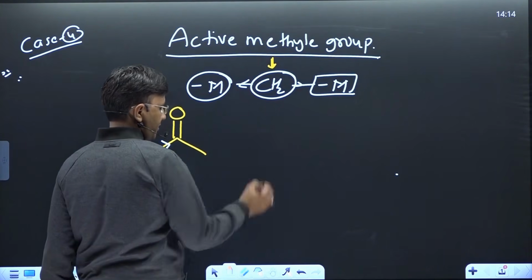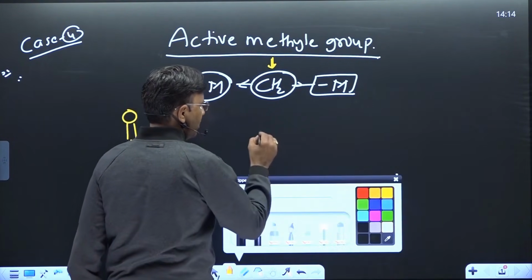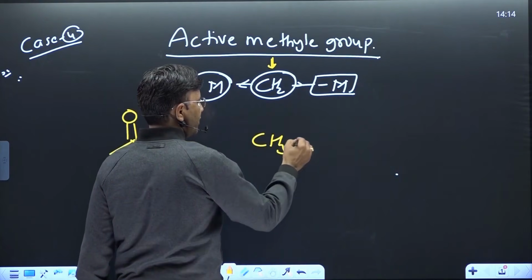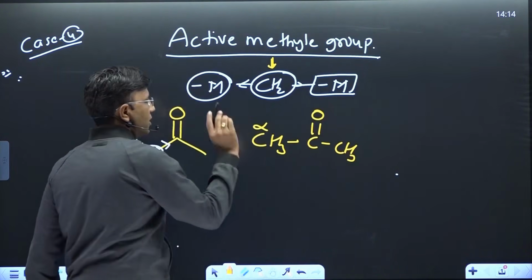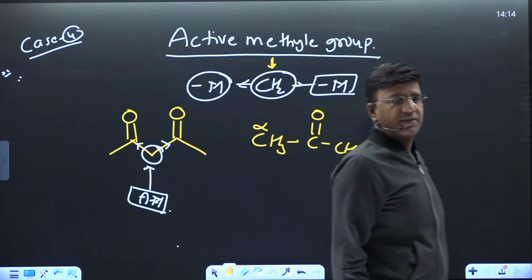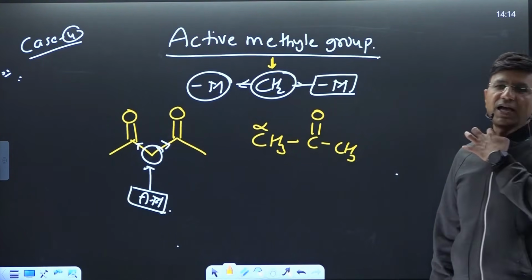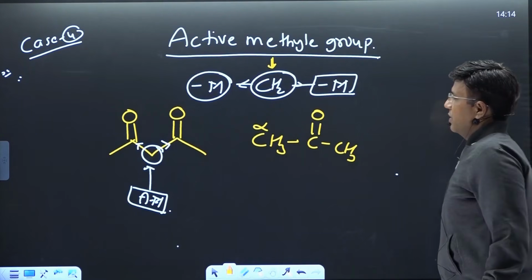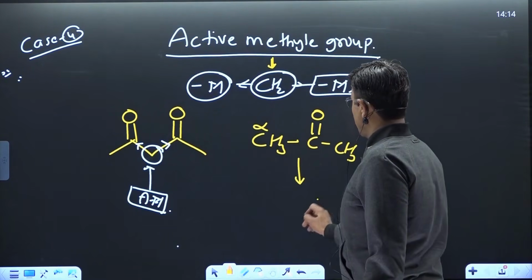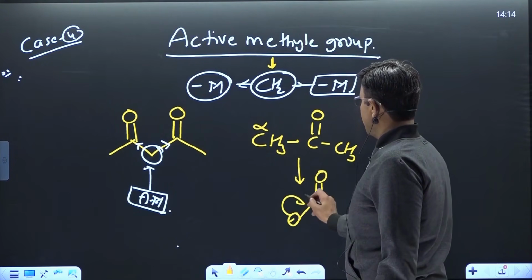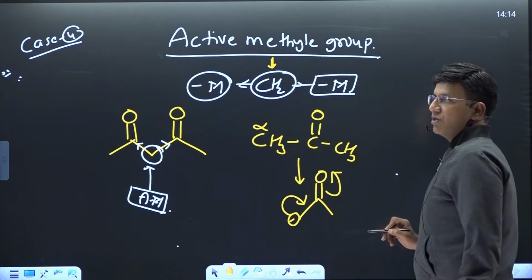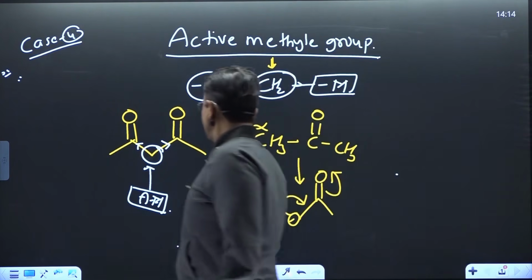All right, now tell me, is the active methylene more acidic, or is the alpha hydrogen of a ketone more acidic? Between these two, which one is more acidic? Active methylene or alpha hydrogen, tell me. Here, when you remove an H plus ion, a carbanion will be formed. Is this carbanion resonance stabilized? It is, right?